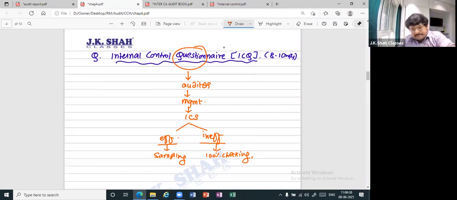He will always do sampling only because there is a limitation of time. So although here in theory I'm telling you that if it is inefficient, the auditor may check 100%, in reality, is he ever going to check 100%? No. All cool? Okay.